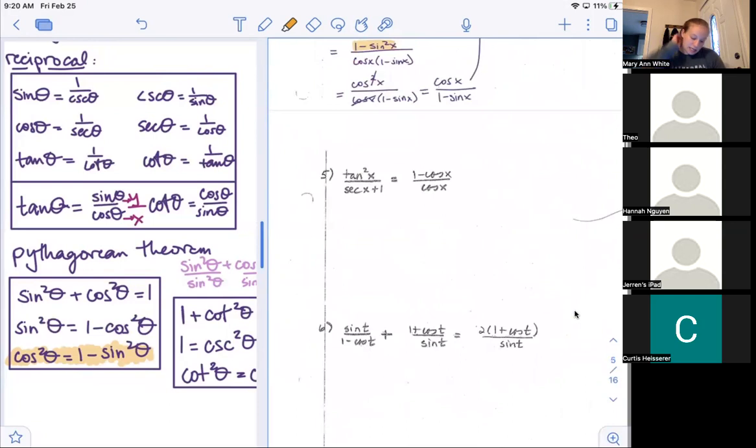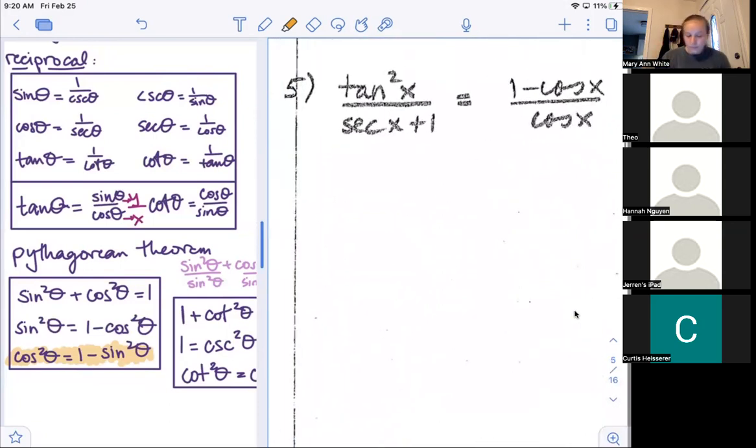All right, we're moving on to number 5. On number 5, I would say the left-hand side is the more complicated version. As again, I know they're both fractions, but since I've got a tan squared and a secant plus 1, I think it's going to be easier to get rid of that than it is the other way around.